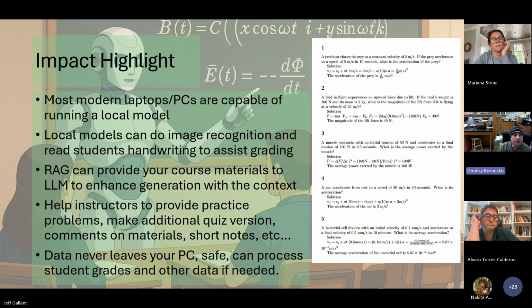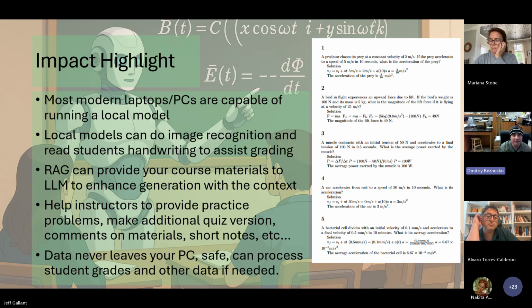They can do image recognition. They can even read student handwriting. Sometimes when I do a paper-based test, students give me answers that I can't necessarily read. So I photograph it, give it to the model, and ask it what is the most likely thing that is written here. You'll be surprised how good those models are at guessing what the students have scribbled there.